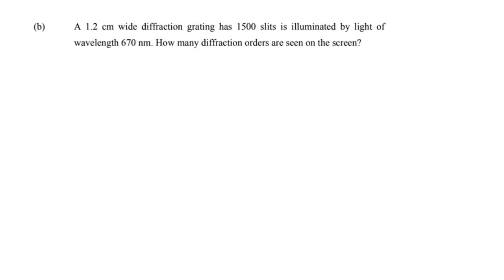For 7b, a 1.2 cm wide diffraction grating has 1,500 slits and is illuminated by light of wavelength 670 nm. How many diffraction orders are seen on the screen? In this question, we want to find out m. Here you are given n equals 1,500 per 1.2 centimeter.